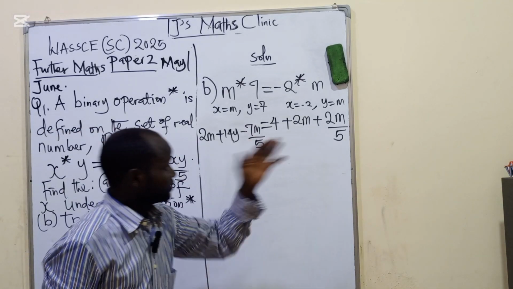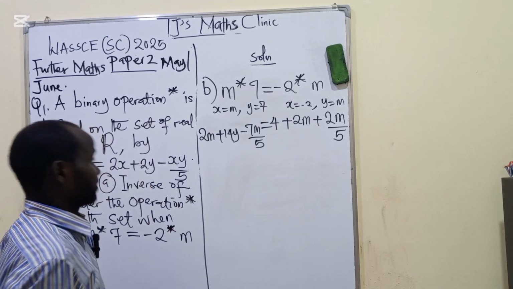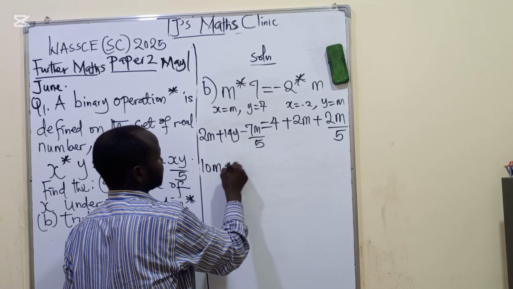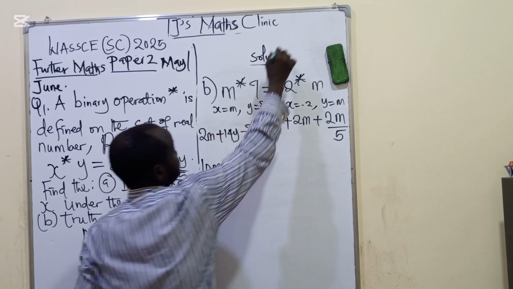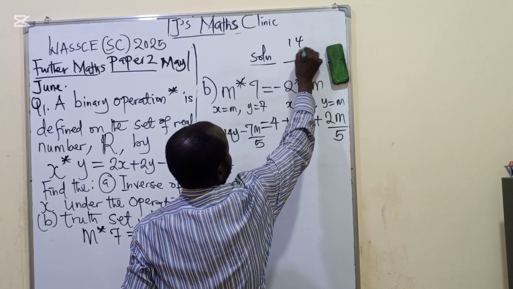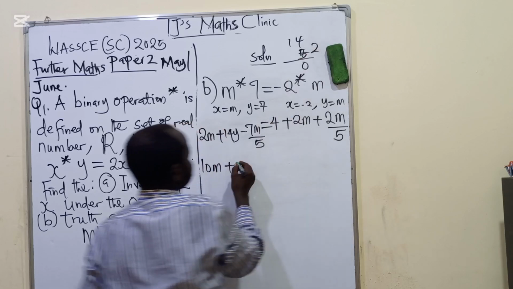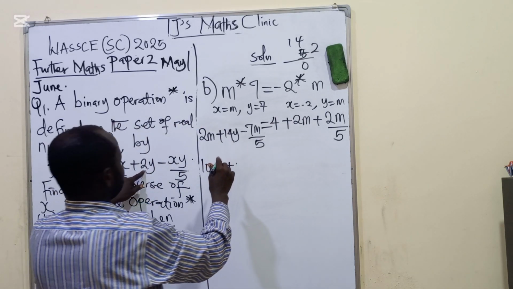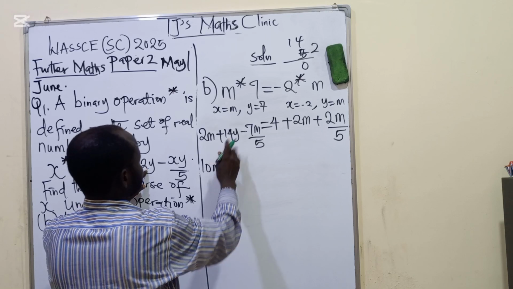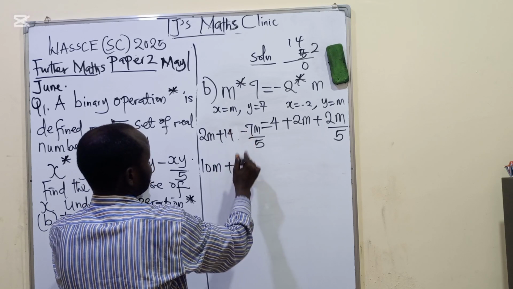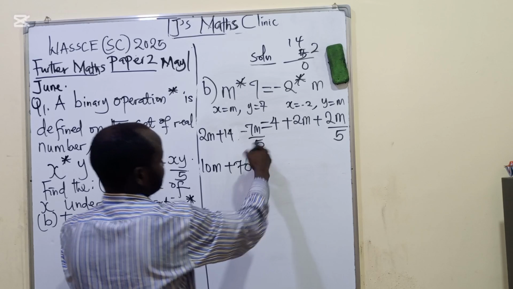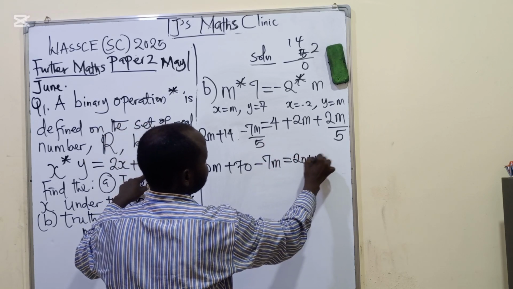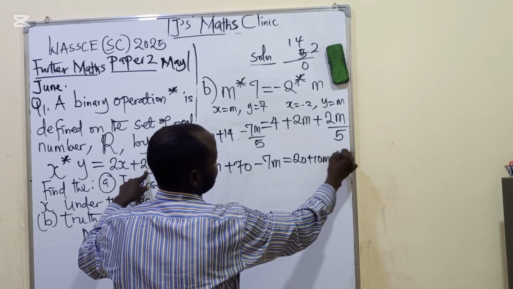So here, let's multiply through by 5, because 5 is the LCM. 5 times 2M, that's 10M, plus 5 times 14, that's 70. Y is 7, here is supposed to be 14. That will be 70 minus 5 times 7M, will be equals to 5 times -4, that's -20, plus 10M, then plus 5 times 2M, that's 10M.